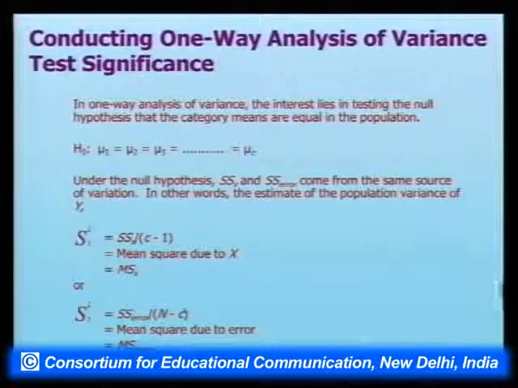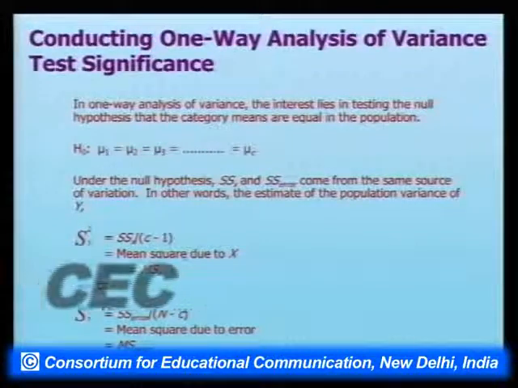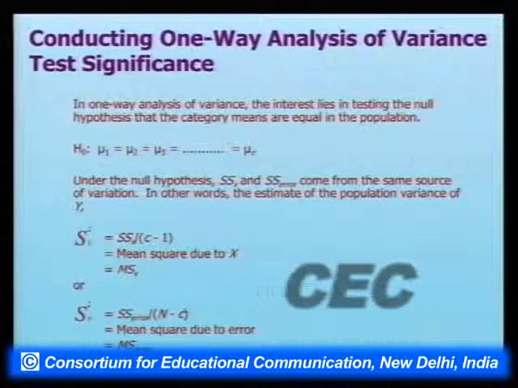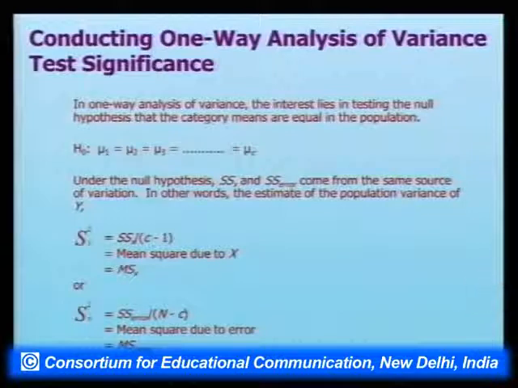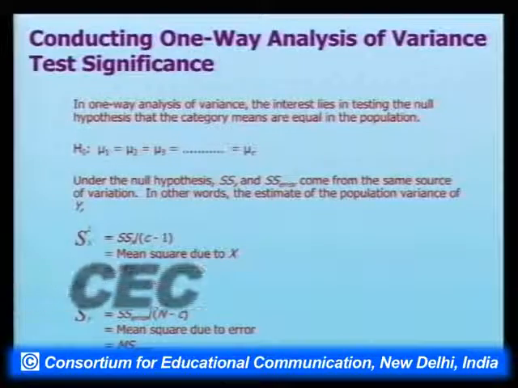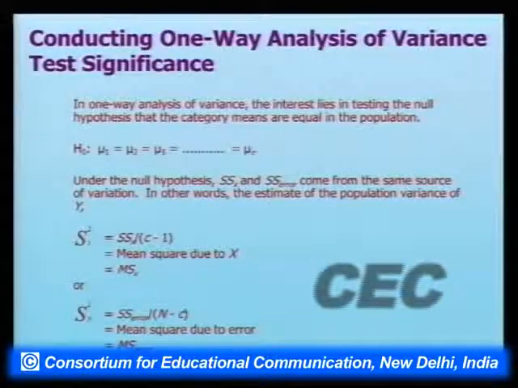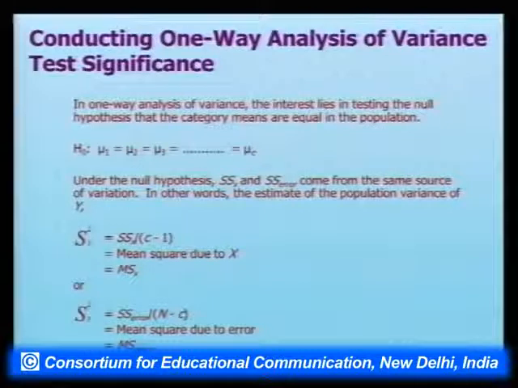Now, conducting one-way analysis of variance. In one-way analysis of variance, the interest lies in testing the null hypothesis that all group means are equal, or all category means are equal, which is also equal to the population mean. So our hypothesis becomes that mu1, mu2, mu3 all are equal, and it equals the population mean.